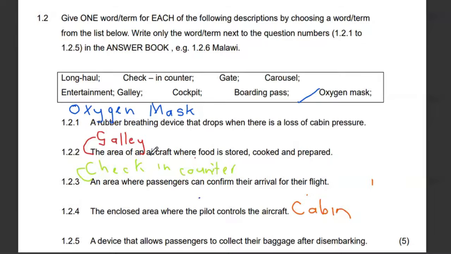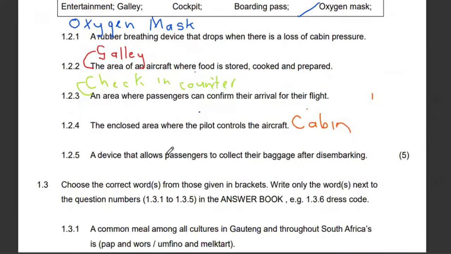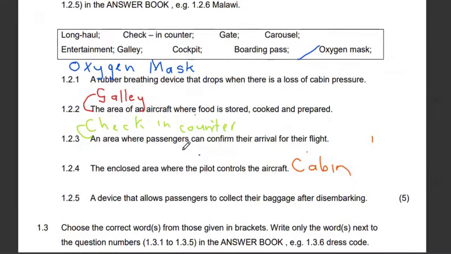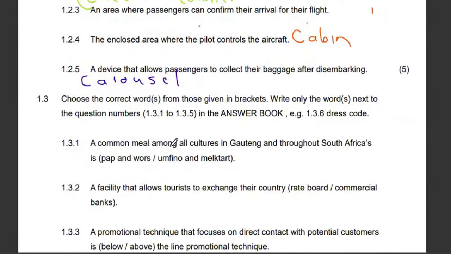a device that allows passengers to collect their baggage after disembarking. After the flight is complete, after the check-in is complete, and also the checking of the luggage is complete, there is a device which is known as a carousel. A carousel looks like a conveyor belt. It transports or ferries baggage at an airport.